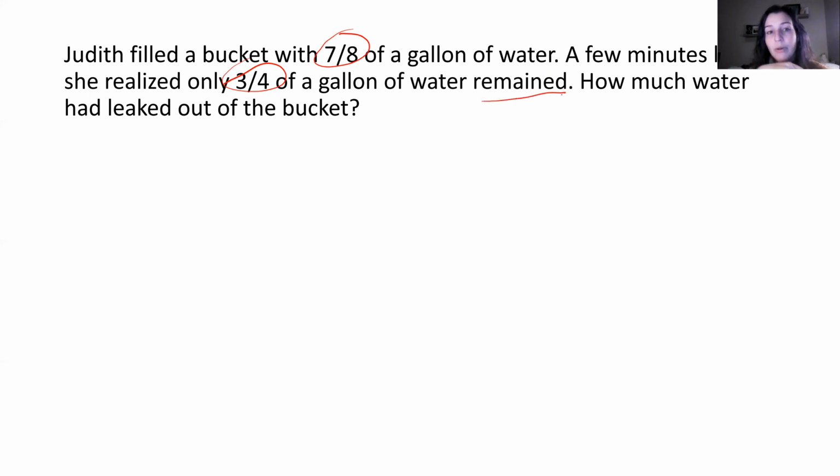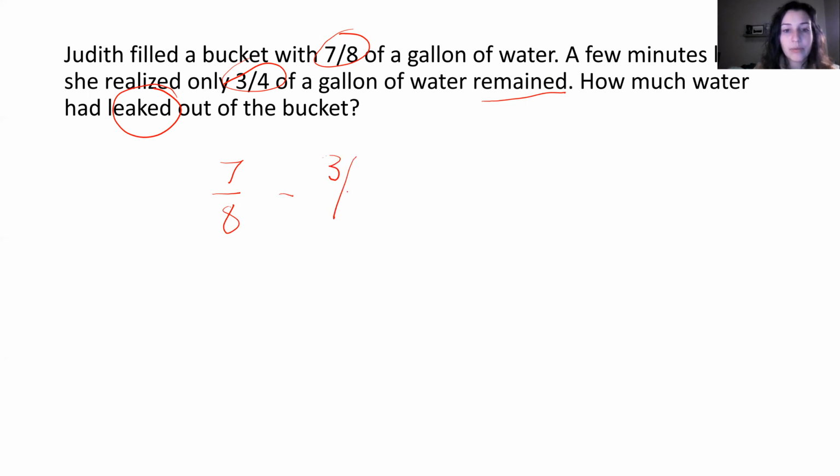So this implies that water was lost, as is our word leaked. So we want to find how much leaked, and we can do that by finding the difference between the two values given. That is the difference between what she filled and what is left. So she filled it 7/8 of the way, and then only 3/4 was left.